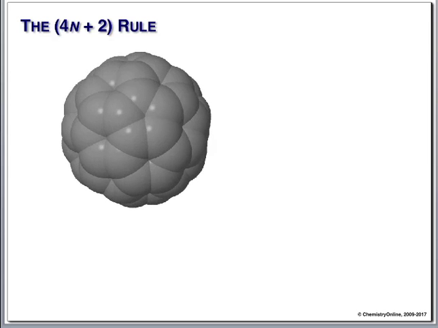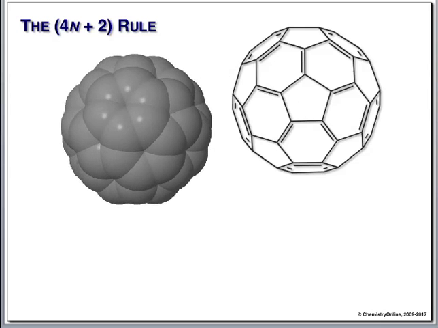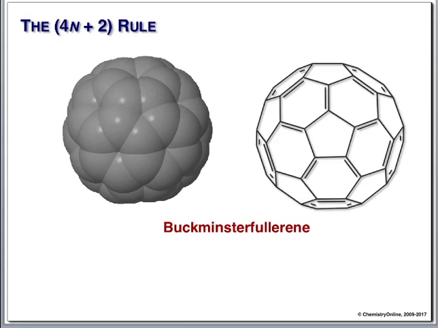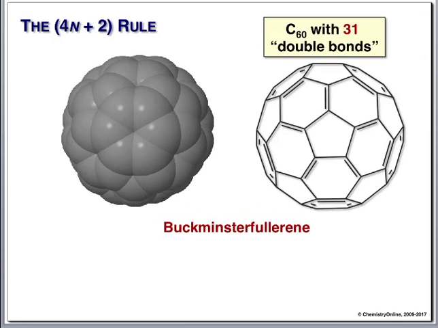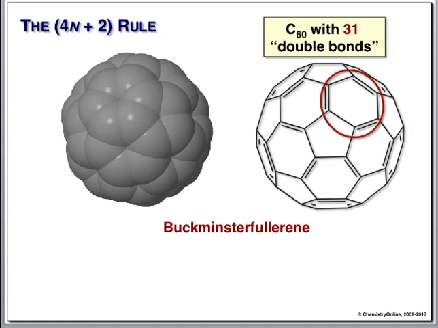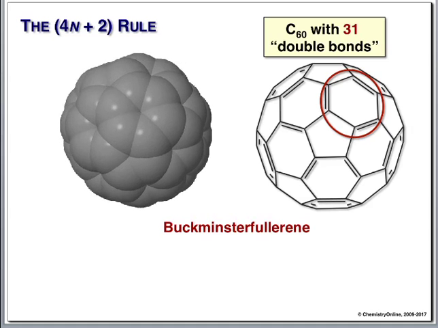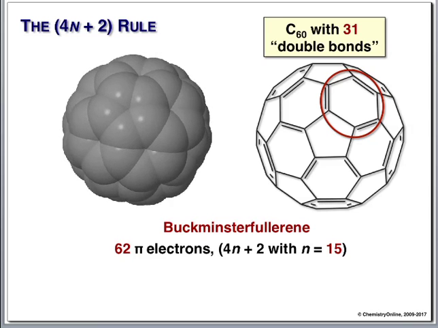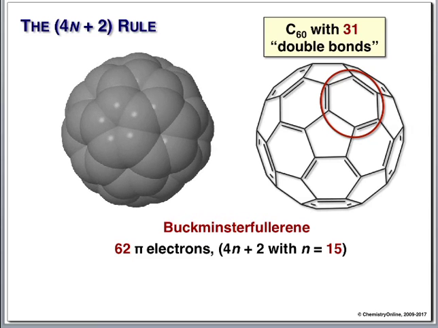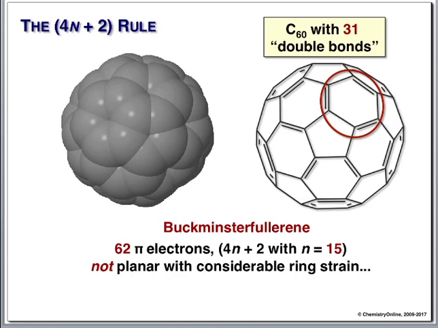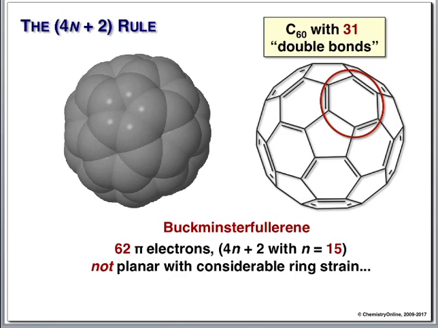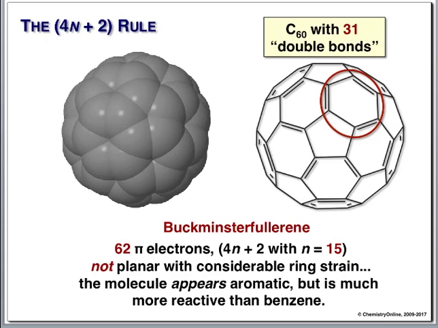And if you look at these six-membered rings, right here, that's a benzene ring. So we have C60. We have 30 double bonds. This stuff, 4N plus 2 with N equal to 15. This meets the first criteria for aromaticity. However, it's certainly not planar. It's wrapped up into a ball. It does display some properties of things that are aromatic, but it's actually more reactive than a simple benzene compound would be. Really cute soccer ball. Hollow in the middle. No hydrogen. Really cute.